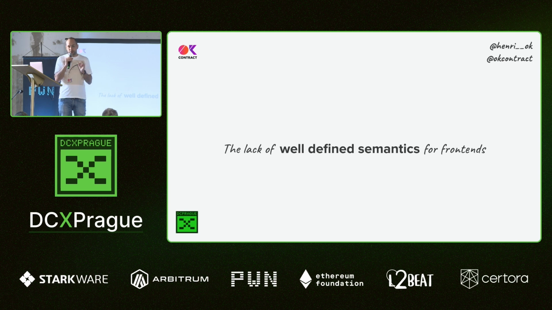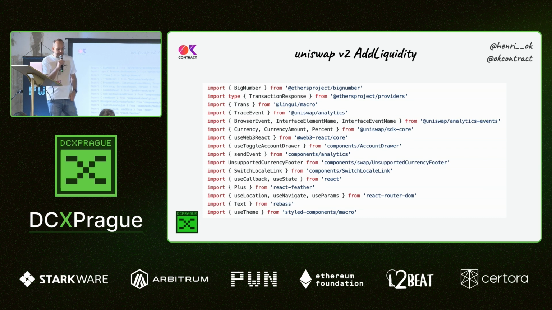Basically, we started with one problem, which is the lack of precise semantics for frontends. If you look, for instance, at one state-of-the-art front-end implementation, and of course, it's so state-of-the-art that now they even want to introduce fees for it. We look at just one page, add liquidity. And add liquidity is, just cutting the story short, 500 lines of code for just this single page.